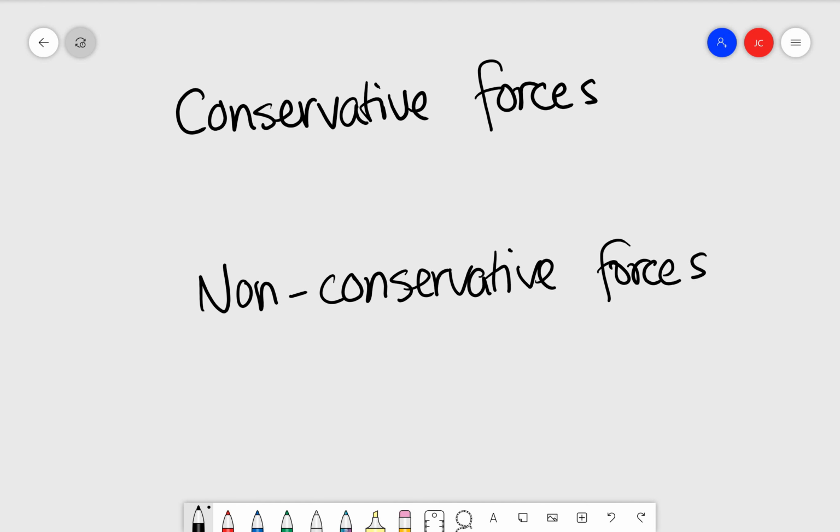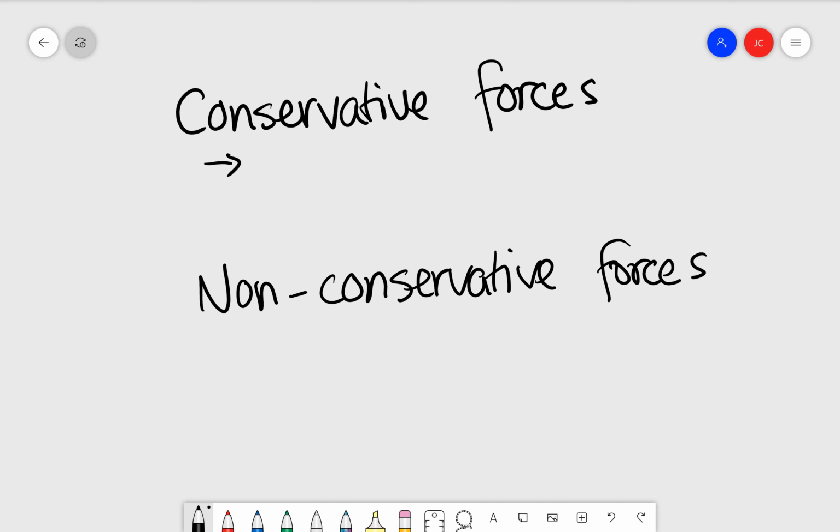Now, when I say the path, I just mean that it doesn't really matter what direction, or if it's zigzagging or going up and down, it doesn't matter. As long as you have the same kind of force and you're dealing with the same mass, those quantities are the same. If you have a force where the path doesn't matter to the amount of work, then you have a conservative force. If the path does matter to the amount of work, then you have a non-conservative force.